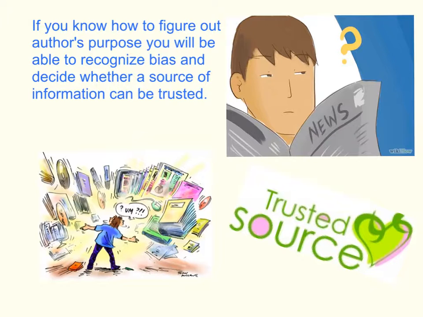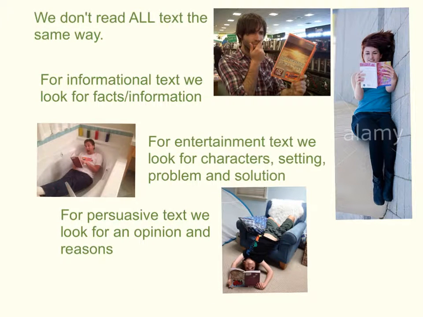If you know how to figure out author's purpose, you will be able to recognize bias and decide whether a source of information can be trusted. Since there are so many places to get information, you want to be able to decide for yourself what information is reliable. Also, as we consider the idea of bias, you want to make sure that you realize if an author is trying to sway you one way or the other, or their personal biases are in the way of reporting factual information.